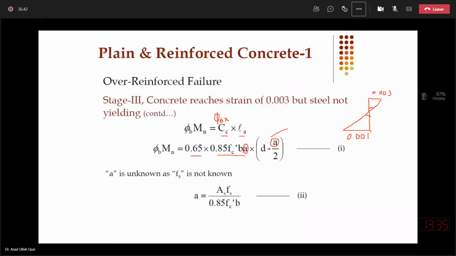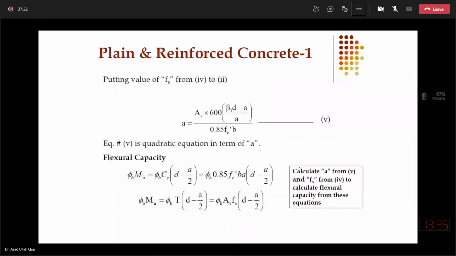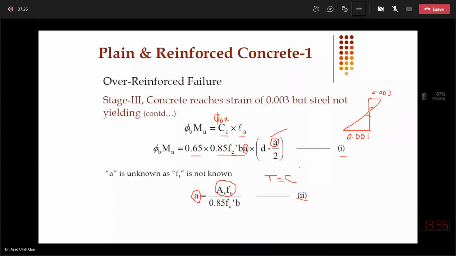So what I will do, I will call the basic equilibrium equation T equal to C, and I will put T as AsFs and C as 0.85 f'c a b. And I will keep a on one side and the rest of the variables on the right hand side. This a from equation 2, I will put in equation 1, and then I can get one equation with the value AsFs over here, just put over here, and then thus this complete equation over here.